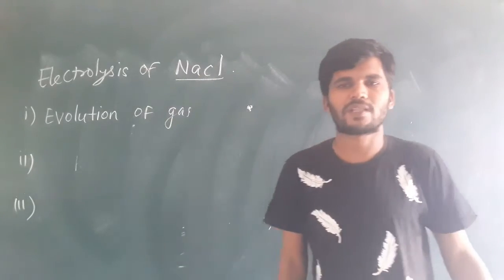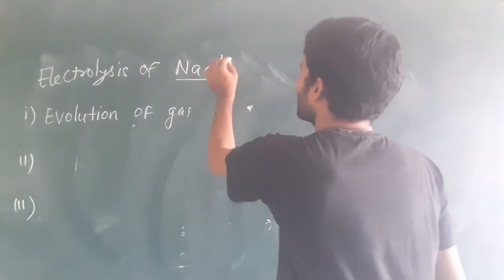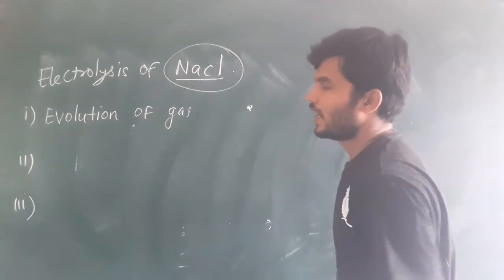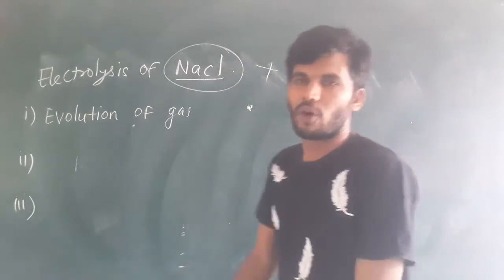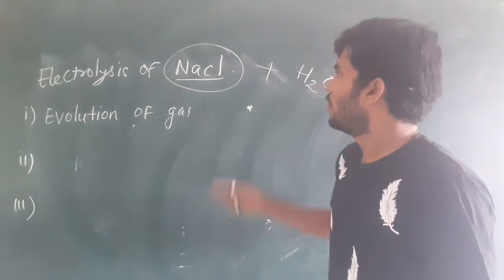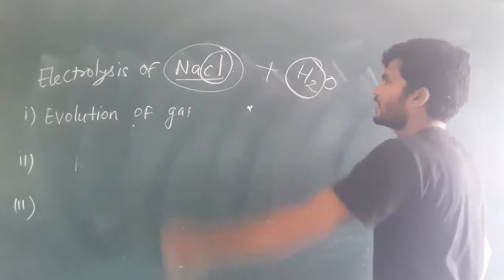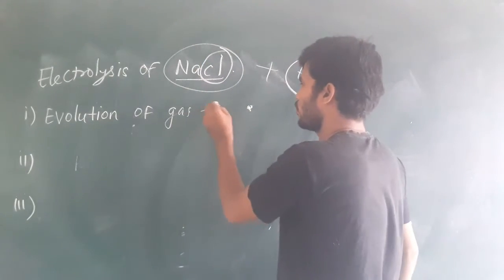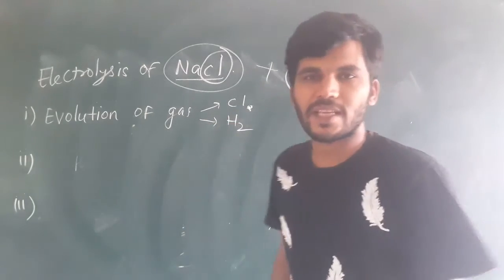Evolution of gas, meaning gas will be produced. Which gas? Here NaCl is a salt, and with NaCl what we are adding is water, right? So from here we will get chlorine gas, and from here we will get hydrogen gas. So chlorine gas and hydrogen gas. These two gases we will get.